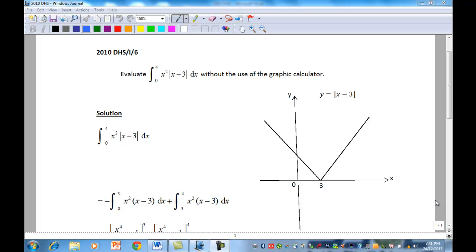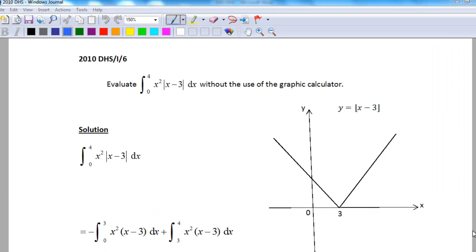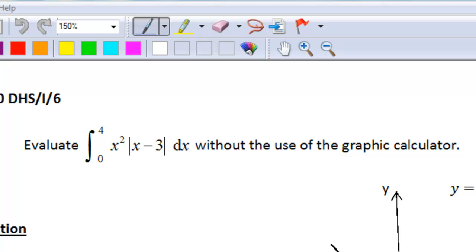In this video, we are asked to do a definite integral of the function x squared times the absolute value of x minus 3. We integrate from x equals 0 to x equals 4. Before we integrate a function with an absolute value, we need to remove or change the absolute value to its equivalent forms. To do that, we need to study the absolute function of x minus 3 in this case.